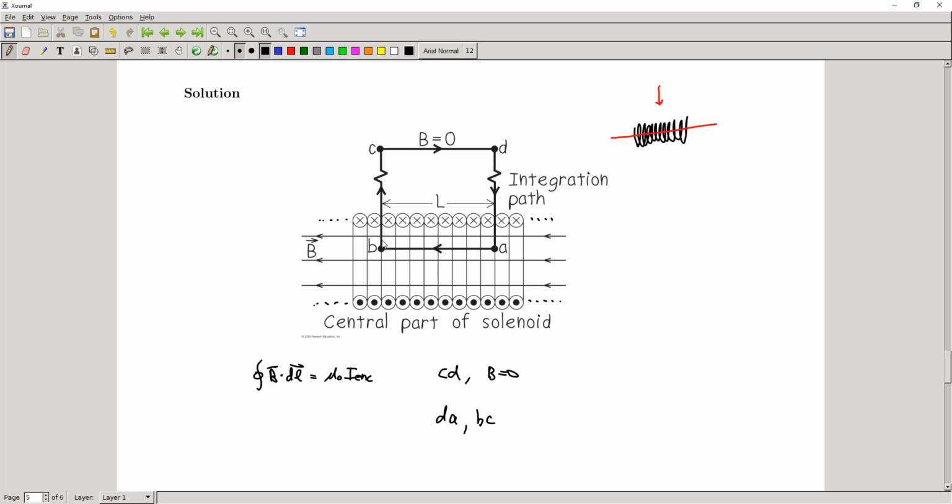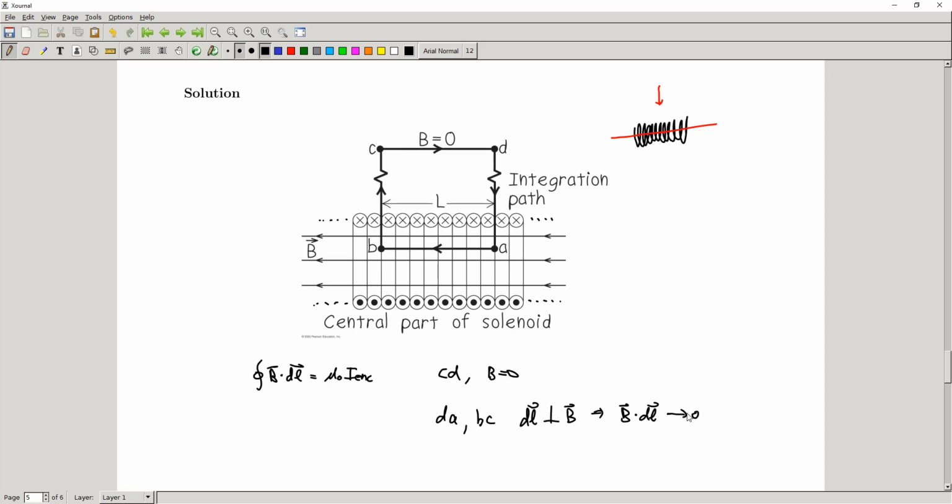Now for sections DA and BC, this section of our path runs along an area where there is magnetic field, but it runs in such a way that our dl's are going to be perpendicular to B everywhere. Our B points in this direction and our little dl segments point vertically here. So everywhere they're perpendicular to B, which means B dot dl for every little section on both of these vertical parts goes to 0. Neither of those will contribute at all either.